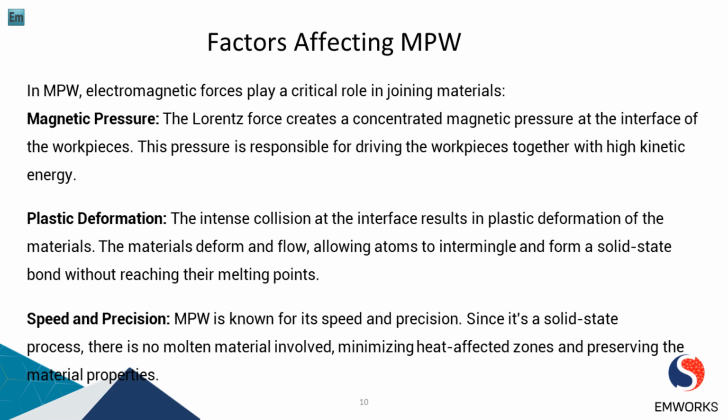Then we have the plastic deformation, which is nothing but the intense collision at the interface resulting in plastic deformation of the materials, and this allows atoms to intermingle and form a solid state bond without reaching their melting points. And finally comes the speed and the precision at which the joining process occurs. Since it's a solid state process, no molten material is involved, which minimizes the heat affected zone and preserves the material properties.